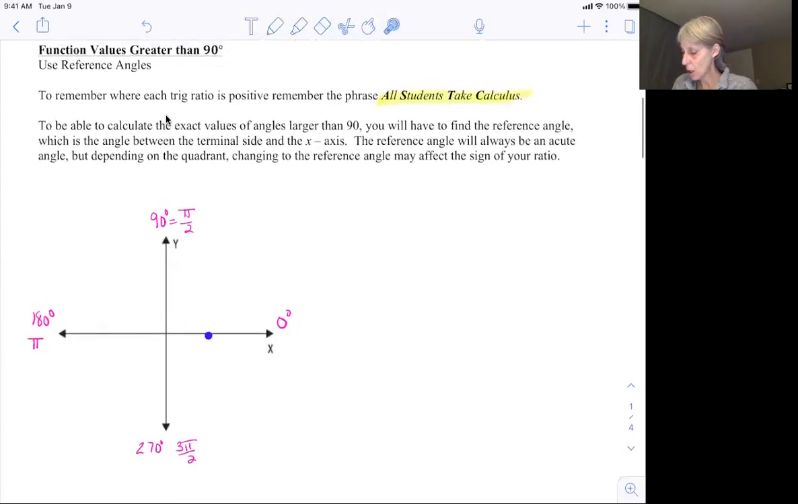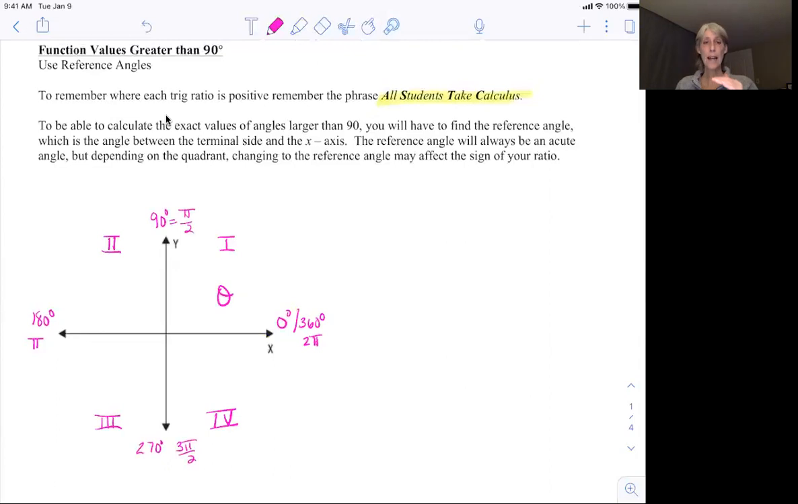Now, we always start on the x-axis, and depending where we open up to, we're going to land in different quadrants. If our angle is in between 0 and 90, that's quadrant 1. If our angle is in between 90 and 180, that's quadrant 2. 180 and 270, that would be quadrant 3. 270 to 360, or 2 pi, that's going to be quadrant 4. So there's our angle measure as an acute angle.